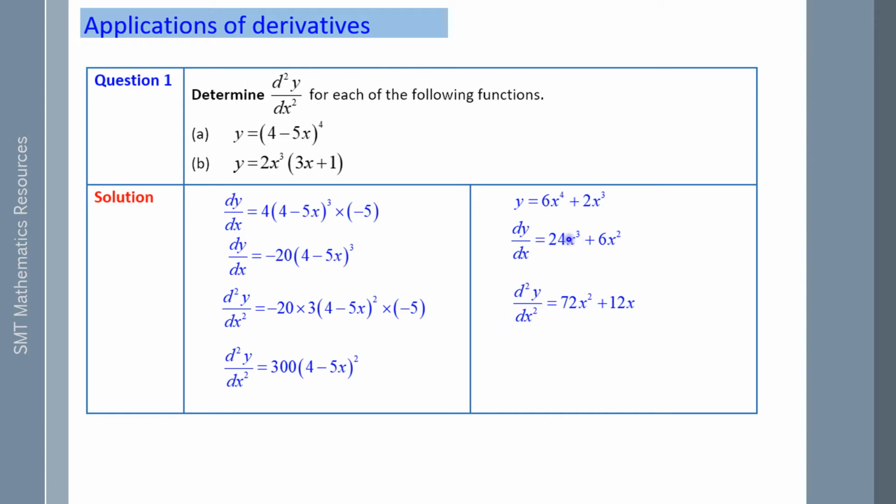The second derivative is 3 times 24 is 72. Subtract 1 from the power. 2 times 6 is 12. And we subtract 1 from the power, we're left with x.